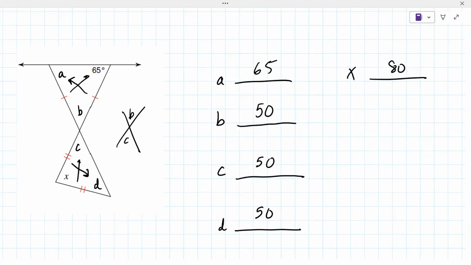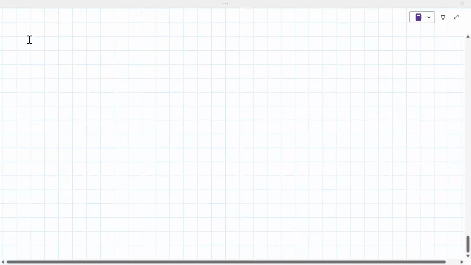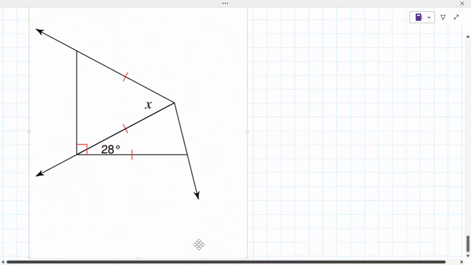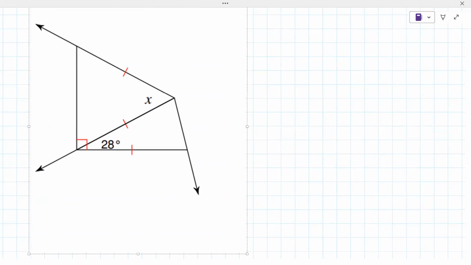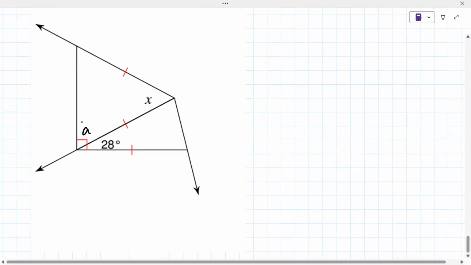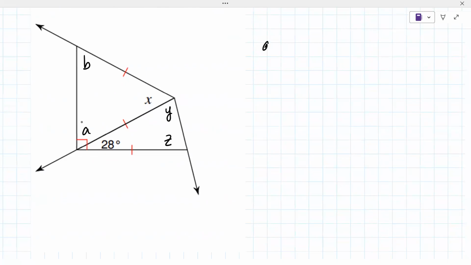All right, let me give you another one like this. I'm going to label a few more here, so bear with me. All right, let's go A, B, X, and then Y and Z. So the order is A, B, X, Y, and Z.